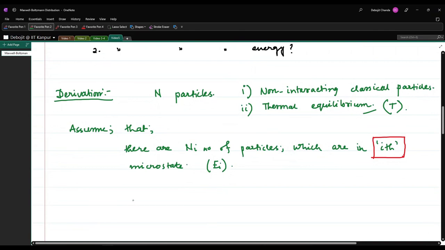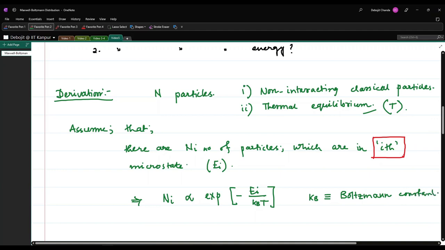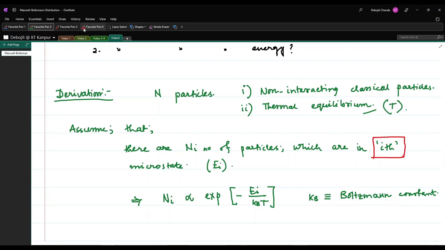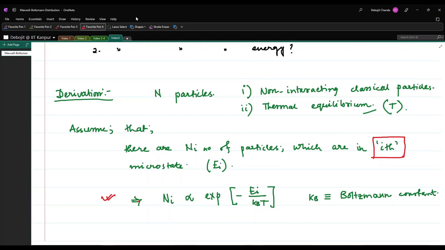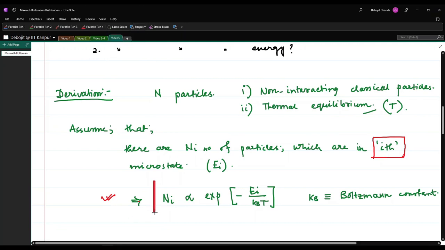Then we know ni is proportional to exponential of negative ei over kBT, where again kB is the Boltzmann constant. How this expression arrives or how this can be derived, we can discuss that in another lecture, but for today we'll assume it to be true and proceed further.